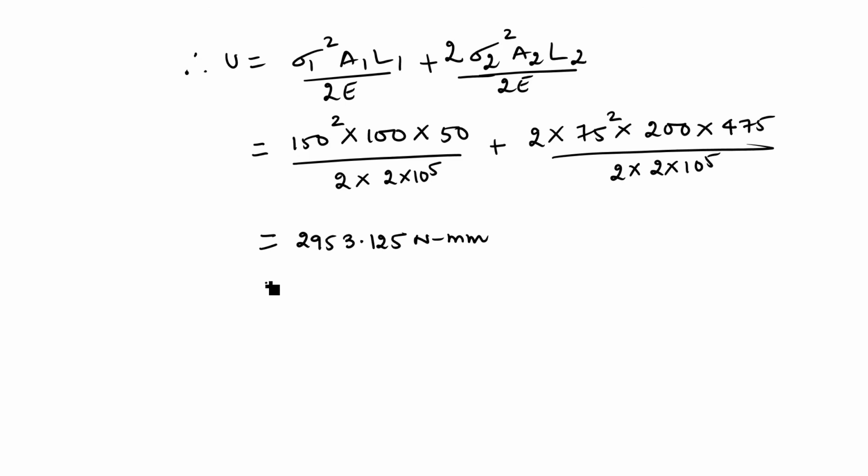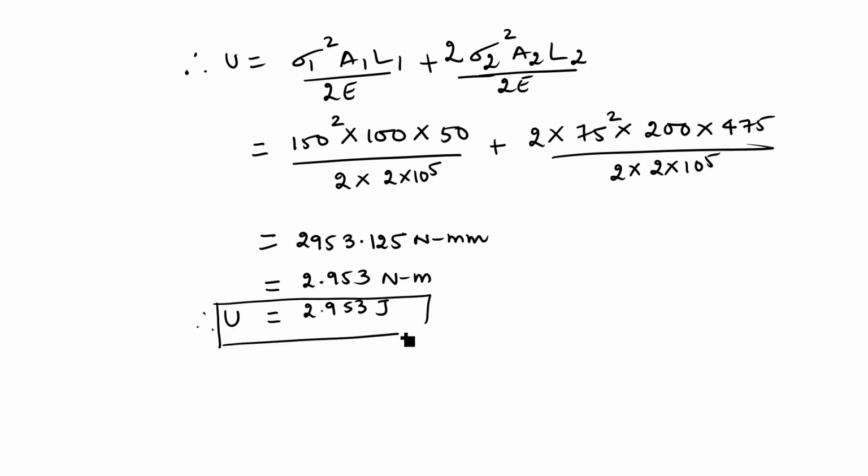This is nothing but 2.953 Newton meter, and Newton meter can also be written as joule if you know. So this is 2.953 joule, or if you round off the number, it will be 3 joules. So this is the total energy stored in the bar.